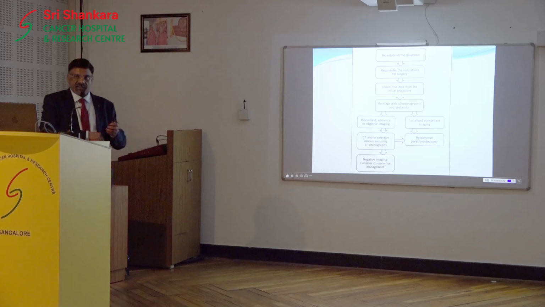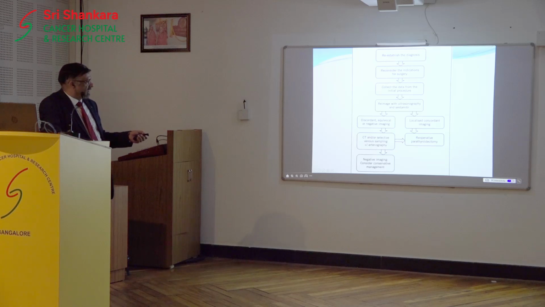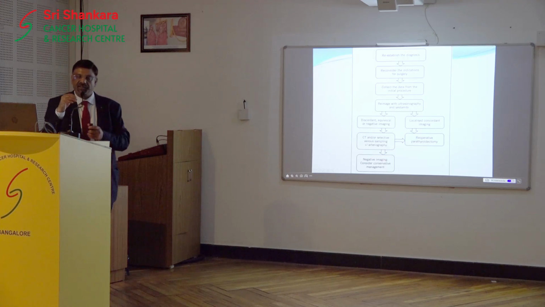So just a simplified algorithm: you re-establish the diagnosis, you reconsider the indications of surgery, you collect the data from the initial procedure, you re-image with ultrasound and sestamibi or even 4D CT scan. If you have a discordant, equivocal or negative imaging, go for a CT scan. If you have localized concordant imaging on your re-imaging, then you can go for surgery. And if still all this is negative, then you can consider conservative management. Your endocrinologist colleagues might like to put them on cinacalcet and other drugs.